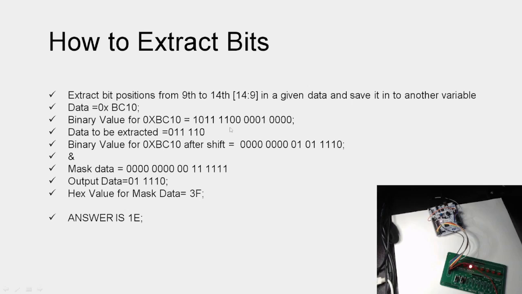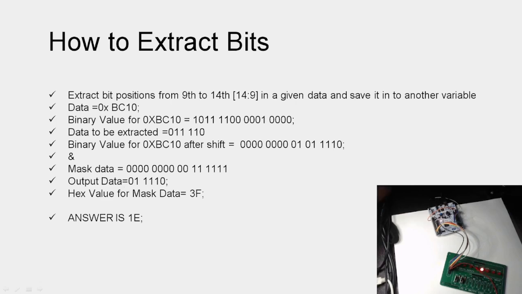In order to get this data to this point, we need to shift this data by 9. When you shift this data by 9, the 9th bit will go to this location. After getting this shift, you can use the mask data to get this value. The mask data keeps the bits which you want, and the rest of the bits should be 0. When you AND with this operation, you will get only this data. So this is the output data. This is the extraction.